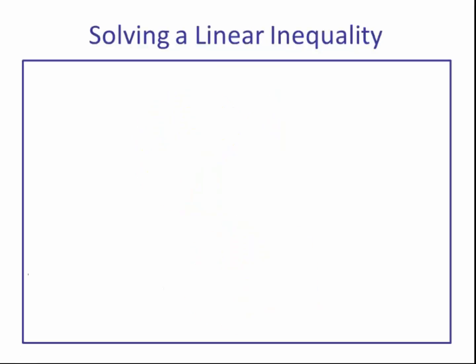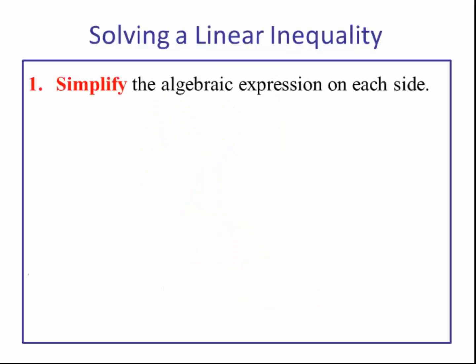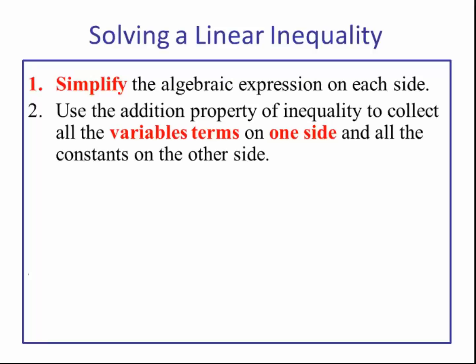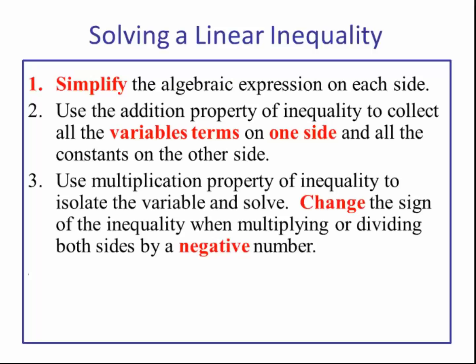Solving a linear inequality. Number 1, simplify the algebraic expression on each side. Number 2, use the addition property of inequality to collect all the variable terms on one side and all the constants on the other side. Number 3, use the multiplication property of inequality to isolate the variable and solve. Remember to change the sign of the inequality when multiplying or dividing by a negative number.